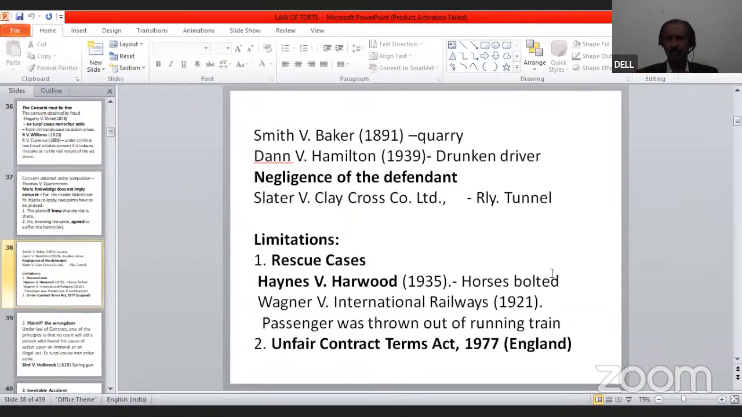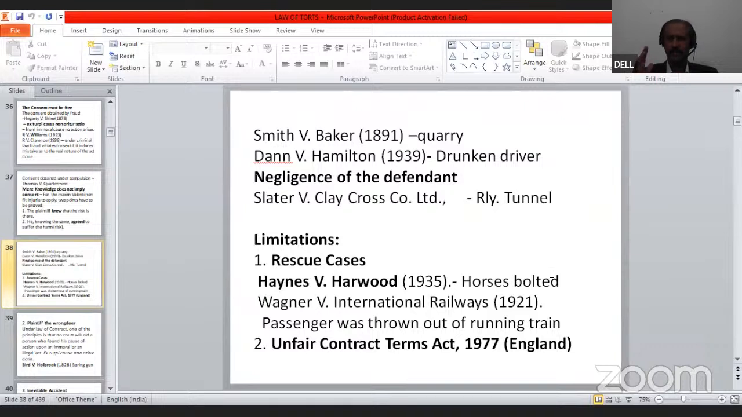Slater versus Clay Cross: here people were using the railway tunnel. The railway department issued a circular to all the drivers: whenever you approach the tunnel, you slow down or give a whistle, because people were crossing through it and the company was aware of this. Against this instruction, a train driver did not stop, did not slow down, did not even whistle, and simply entered the tunnel. A lady was inside the tunnel, crossing it, and she was injured. After that, she filed a case.